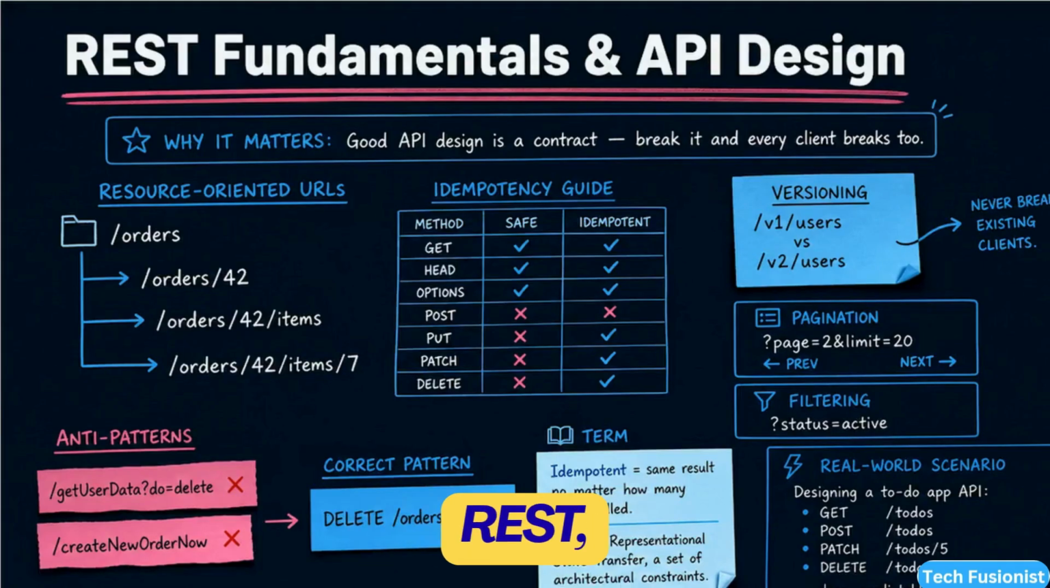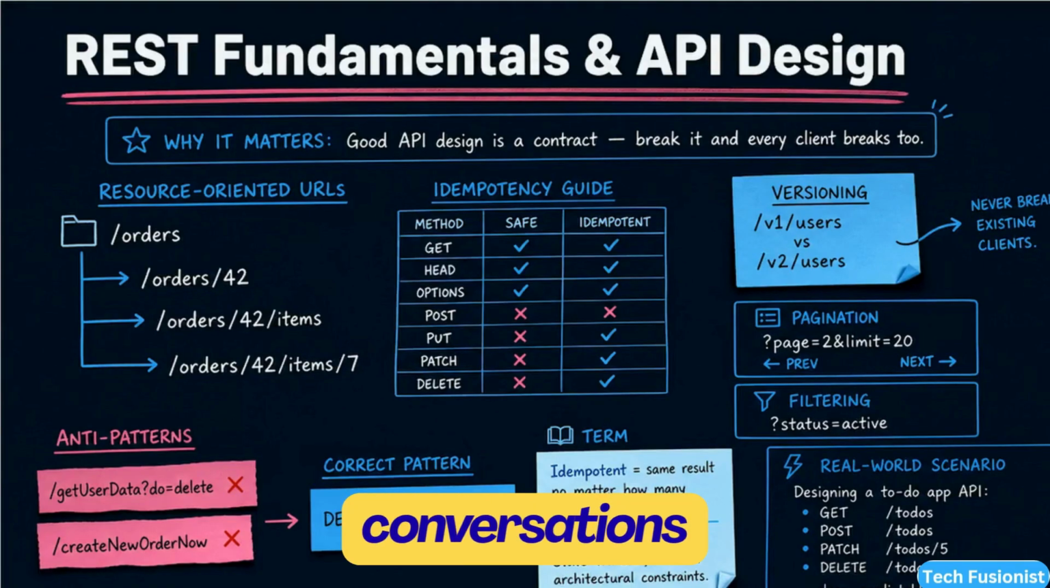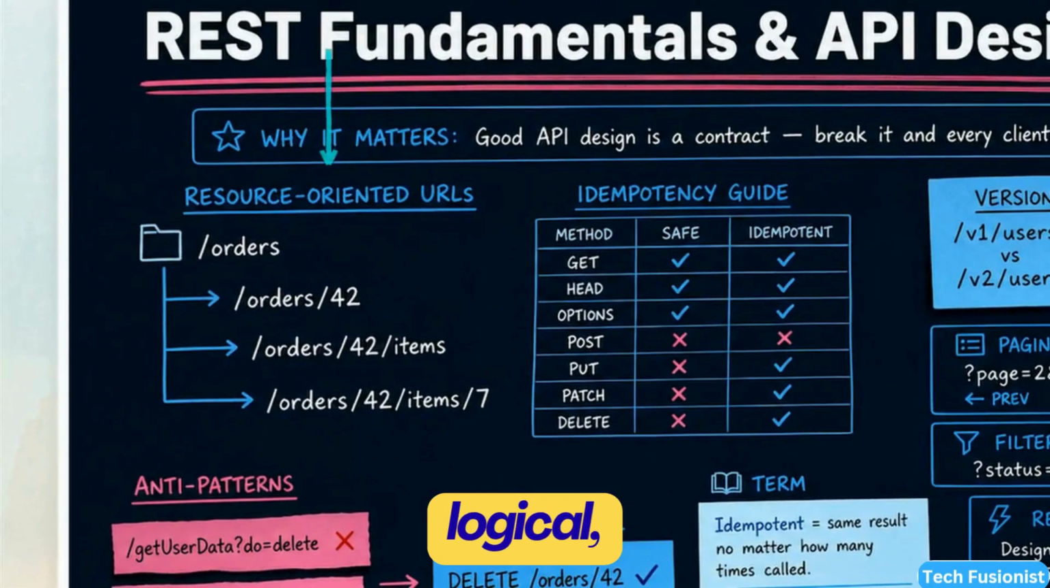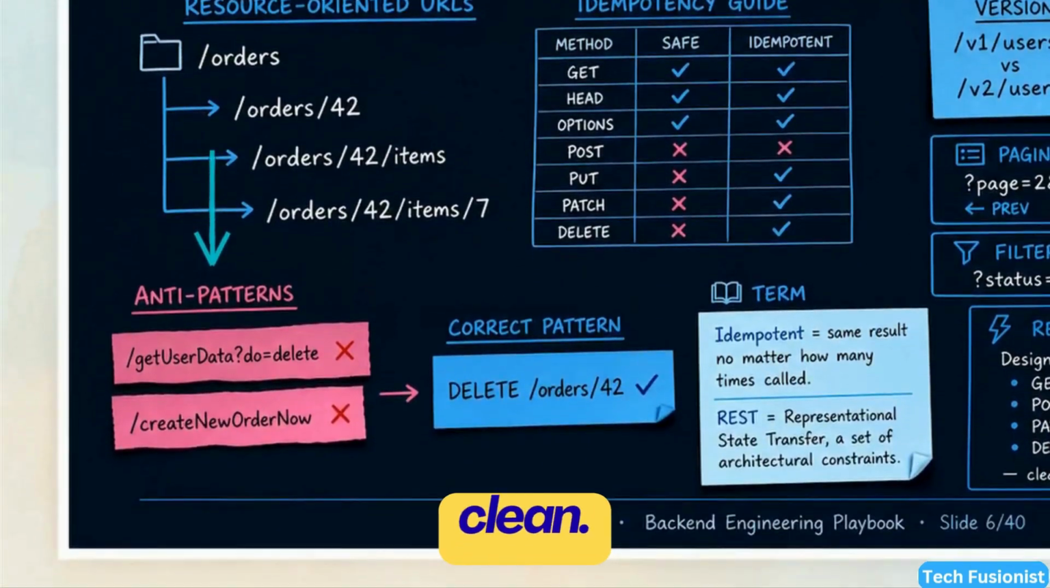This guide outlines REST, a set of rules keeping these conversations predictable. Instead of using messy commands, engineers use logical, standardized web addresses to name every item. This bottom list shows common traps to avoid to keep the system clean.